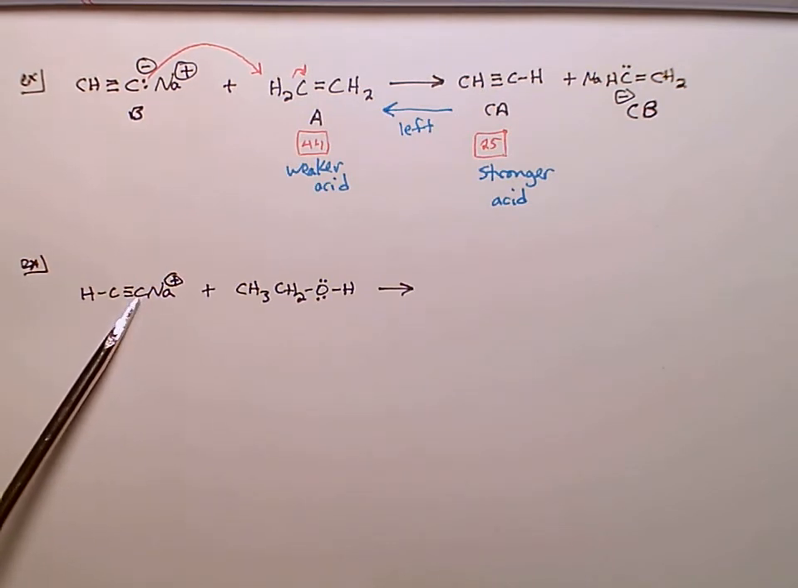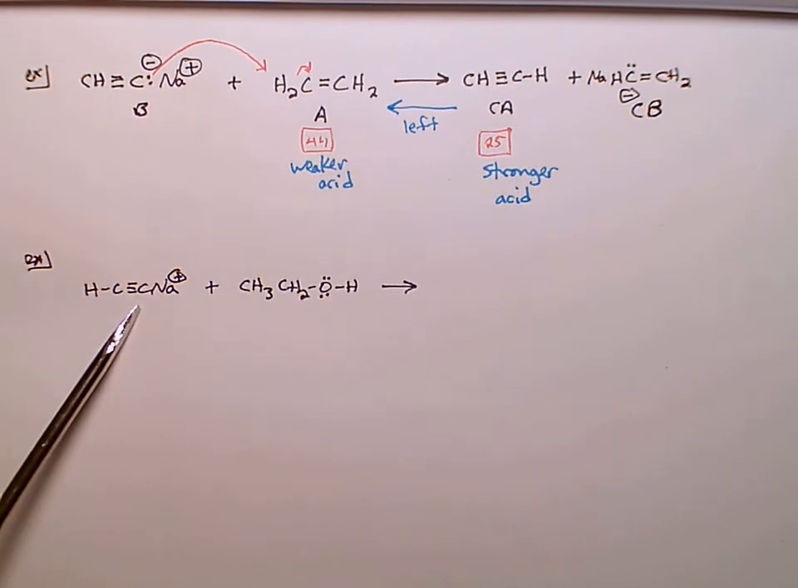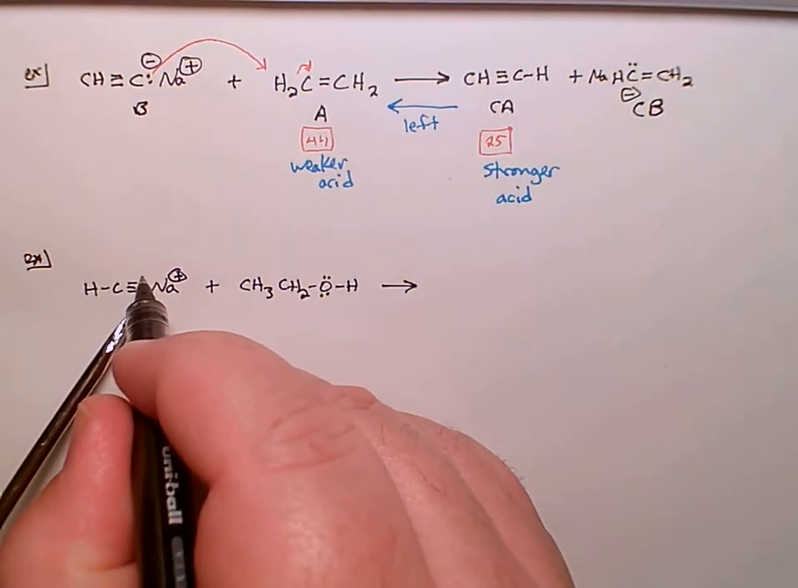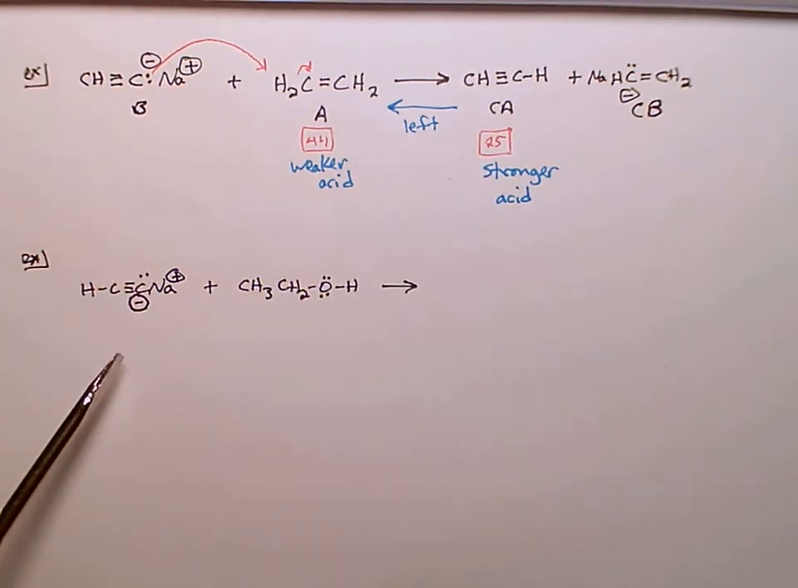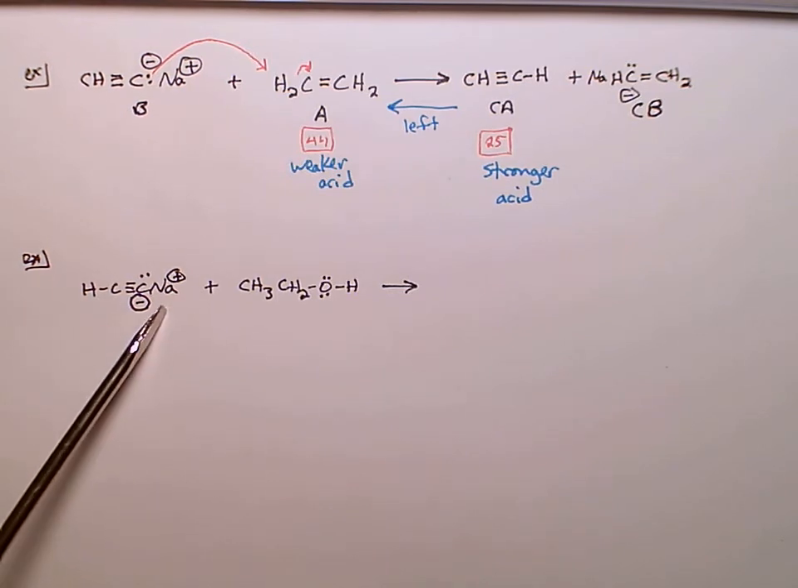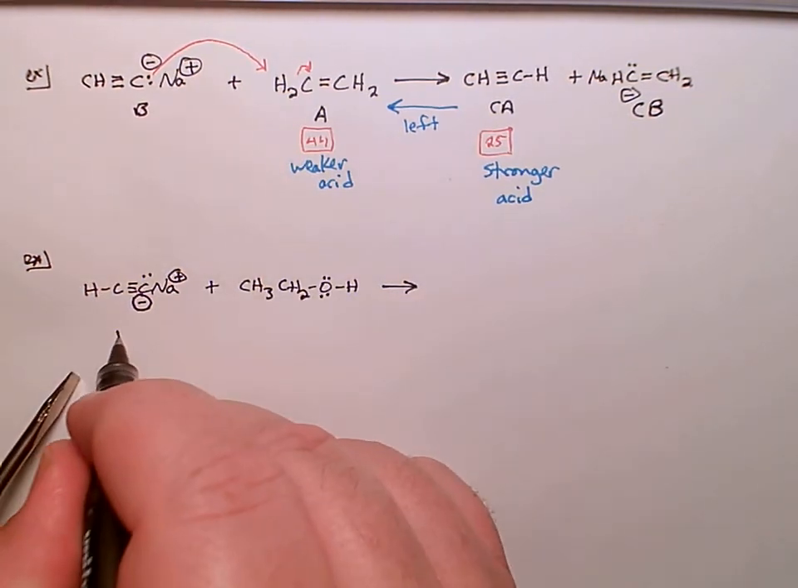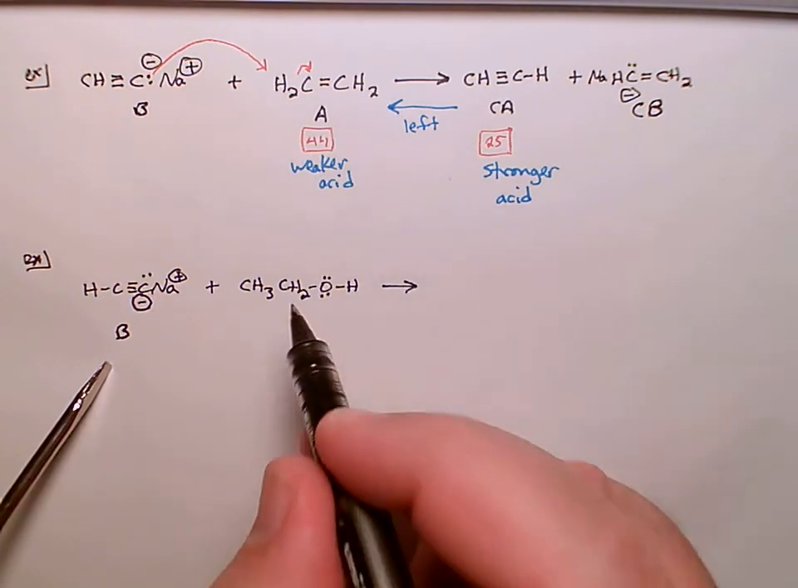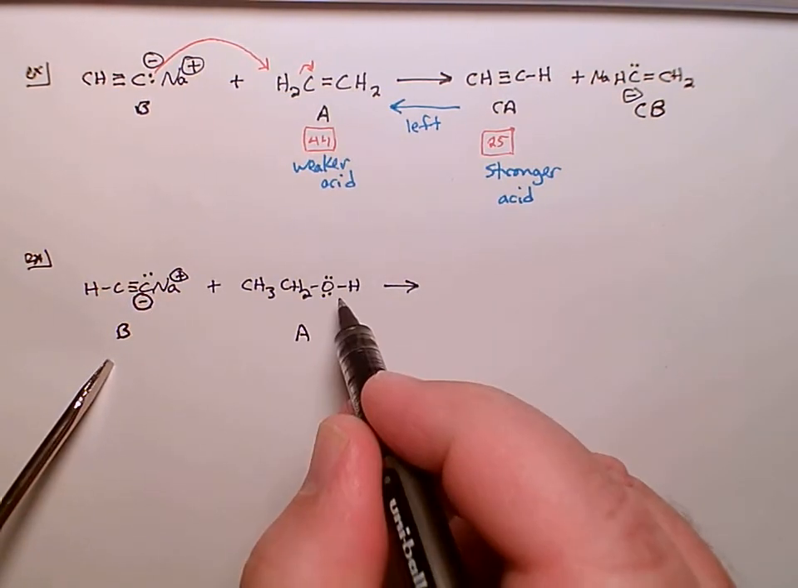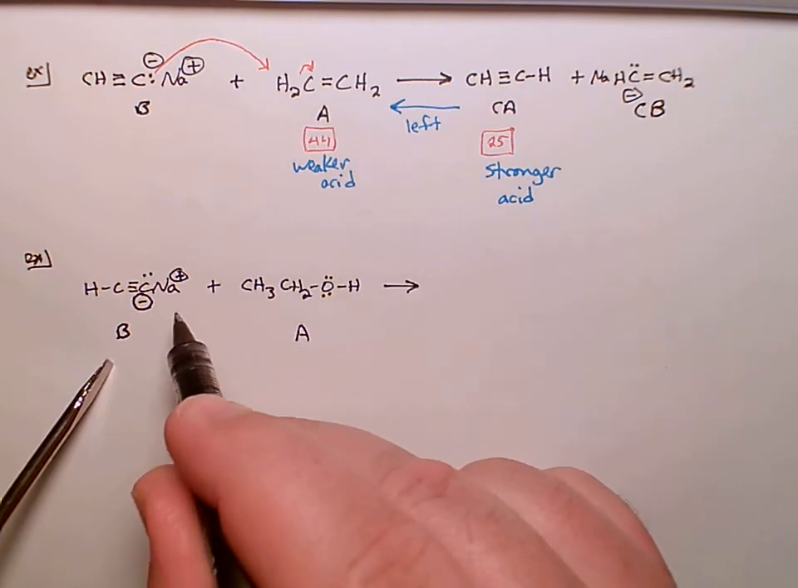Which means this carbon needs to have negative charge. How can a carbon with 3 bonds be negatively charged? If it has a lone pair and it is a carbanion, it is negatively charged. So we know that this is our negative charge thing because it had the sodium with it. This is going to be the base. If that's the base, then this guy's going to have to be the acid.